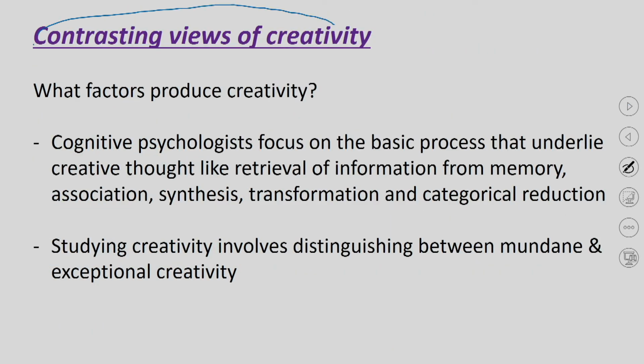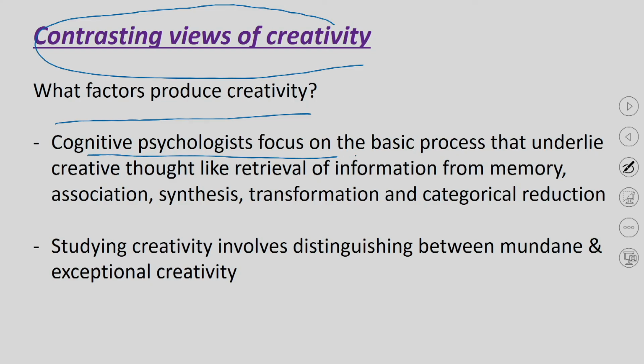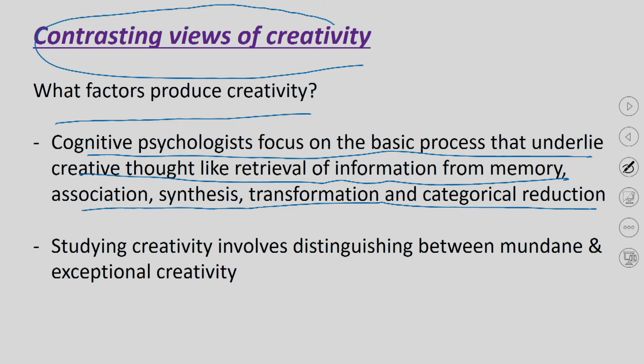So, contrasting views of creativity. What produces creativity? Cognitive psychologists focus on the basic processes that underlie creative thoughts, like retrieval of information from memory, association, synthesis, transformation, and categorical reduction. What cognitive psychologists believe is that creativity depends on some basic processes, and they have studied these basic processes and defined creativity. Anybody who is coming up with a creative solution uses something like retrieval of information.